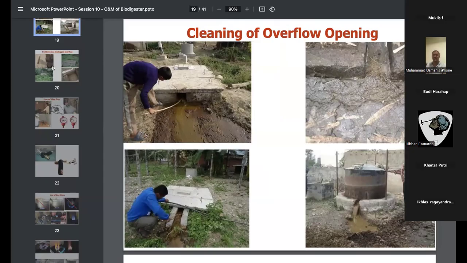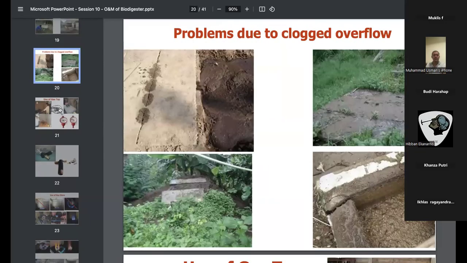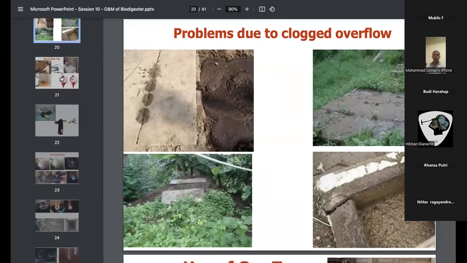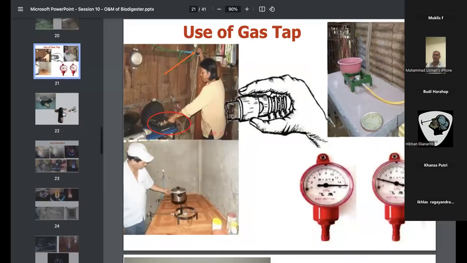If you see the next slide, these are the issues. When your outlet is clogged, the outlet tank will also be cracked. If you see the pictures, some of the outlet tanks are cracked, and some of them have weeds issues as well. Next, please.